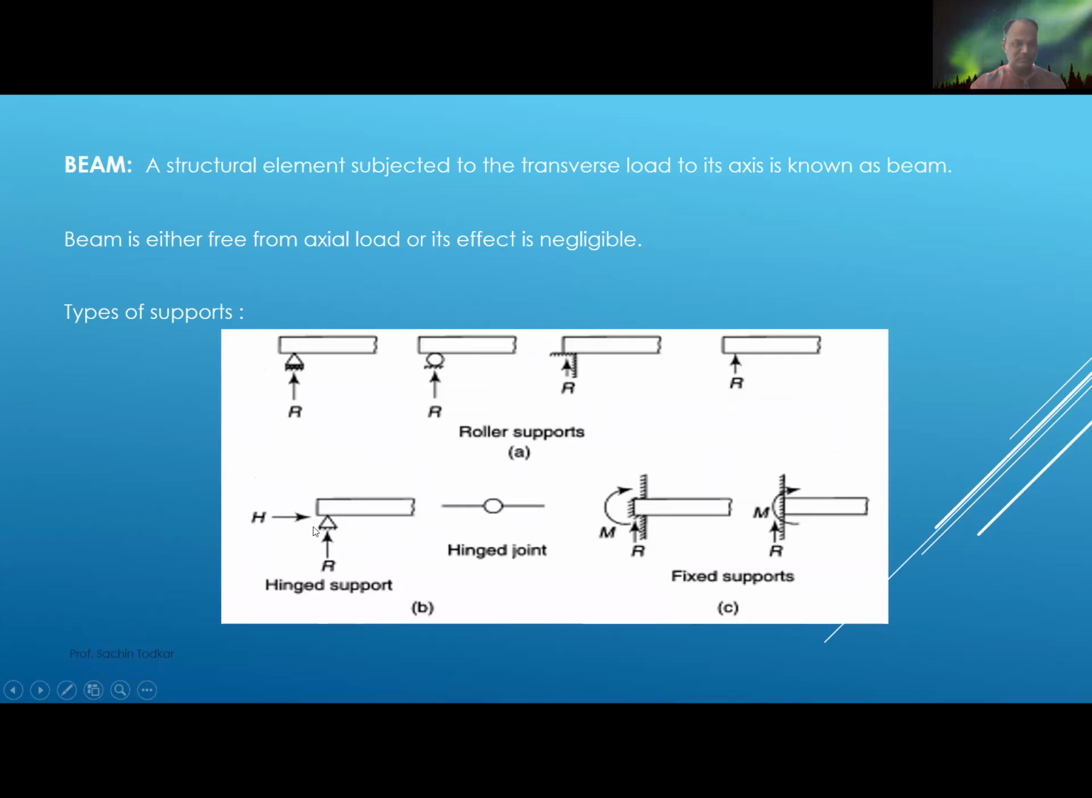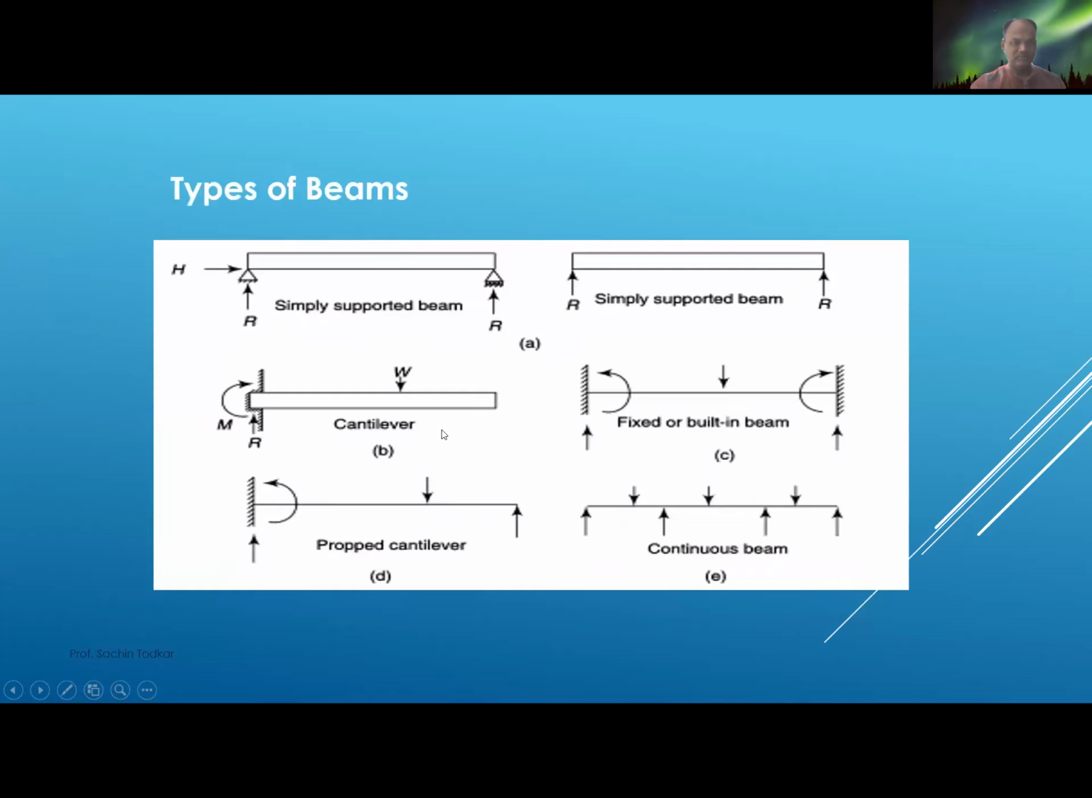In hinge support, horizontal as well as vertical reaction will be there. A hinge joint is shown like a circular ball and 2 lines on both sides. In case of fixed supports, we get a reaction as well as a moment, bending moment, at that particular point. So that we have to remember. In case of roller support, there is only vertical reaction.